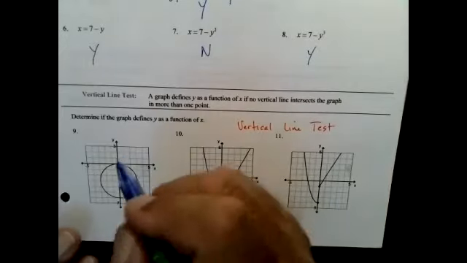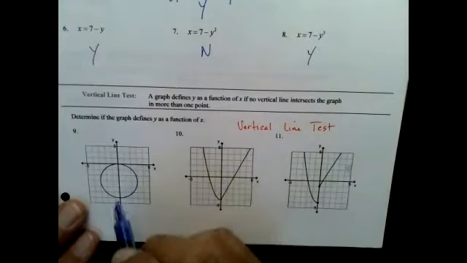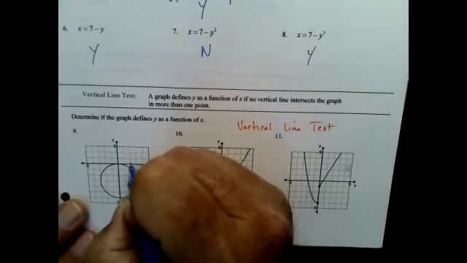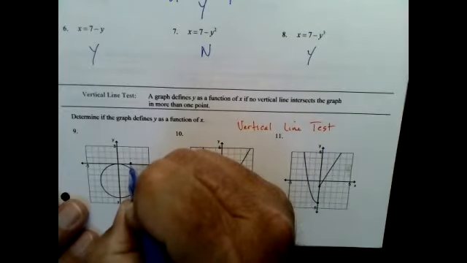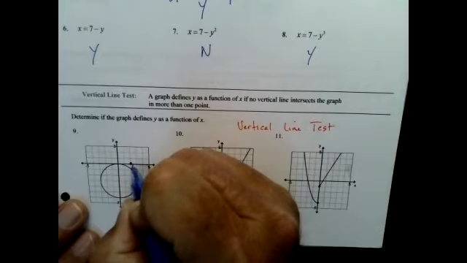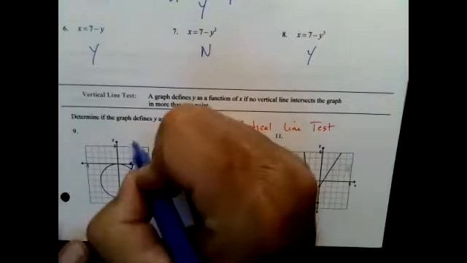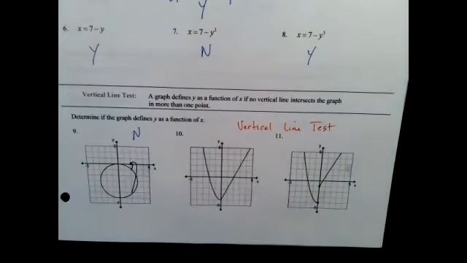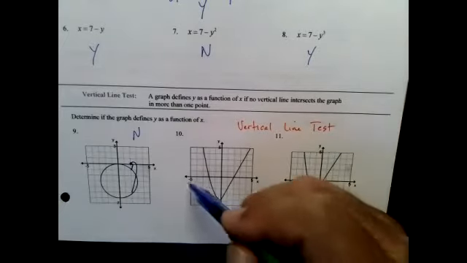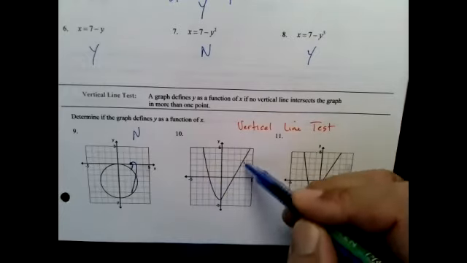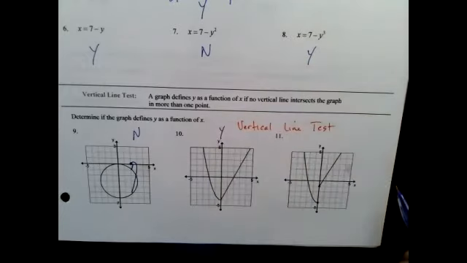Is it a function? Well, let's see. If I give you the X value of 2, there's one Y value. There's another Y value. This one is not a function. This one, every X, as I move left to right, has only one Y value.